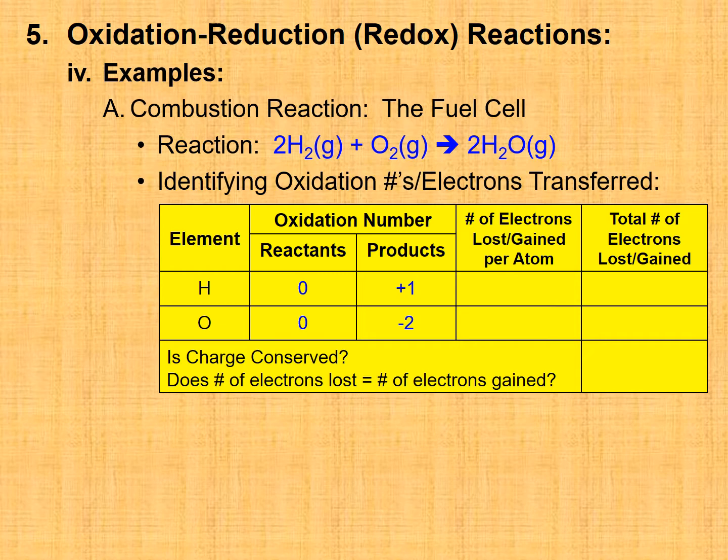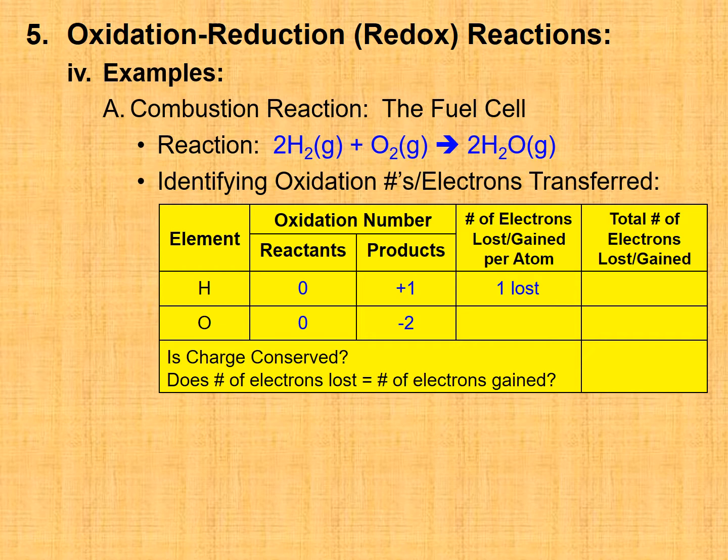Once we've determined the oxidation state of each element in both the reactants and products, we are now in a position to see which element gets oxidized, that is, loses electrons, and to see which element gets reduced. That is, the element that gains electrons. Starting with hydrogen, if each hydrogen atom on the reactant side of the equation has an oxidation state of 0, yet each hydrogen atom on the product side has an oxidation state of +1, then that means that each hydrogen atom must lose 1 electron in forming the hydrogen ion.